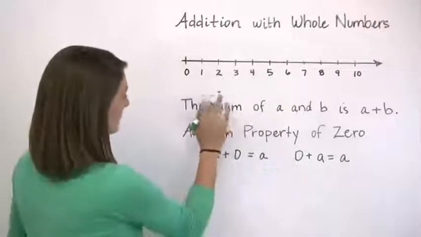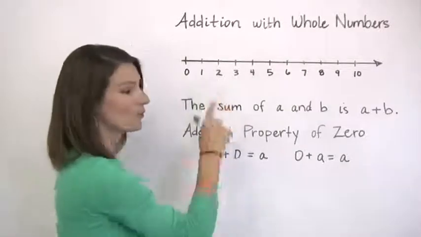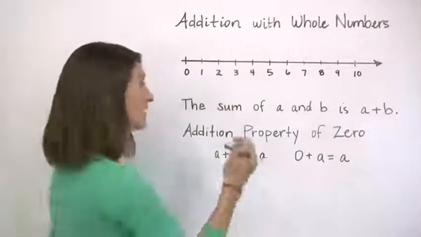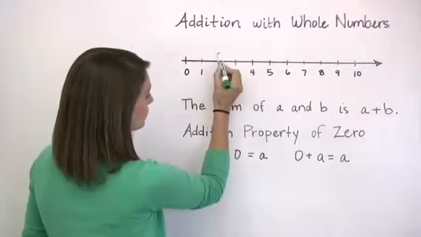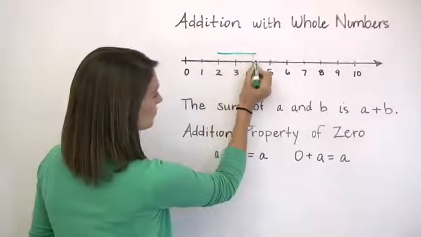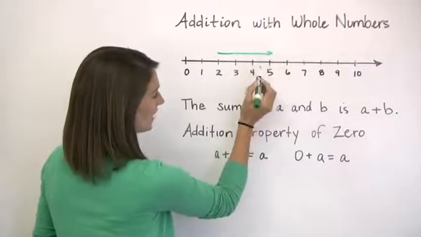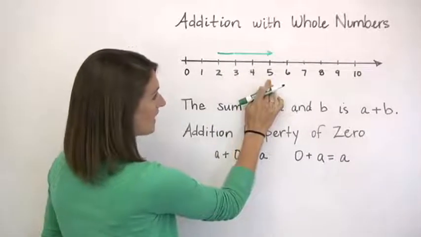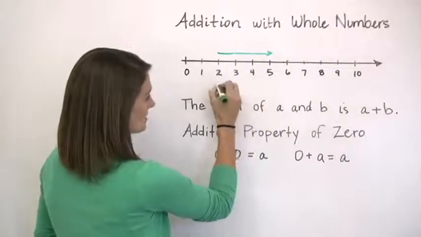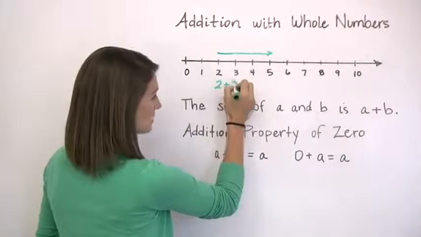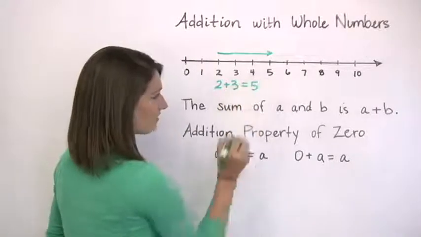So let's say we wanted to start with the number 2 and we wanted to add 3 to that number. So we want to move 3 places, 1, 2, 3 up the number line, and we end up at the number 5. So this represents 2 plus 3 equals 5.